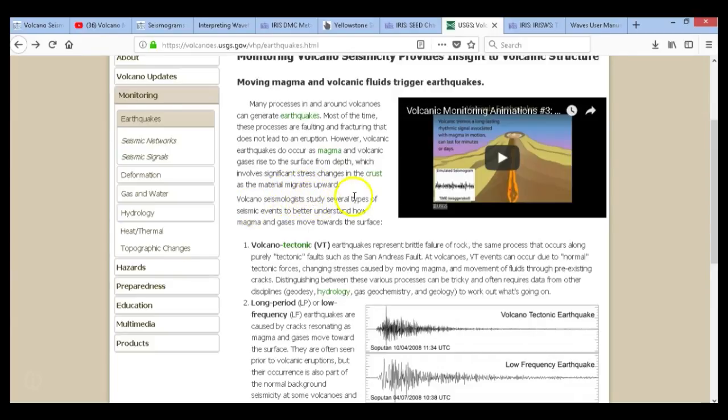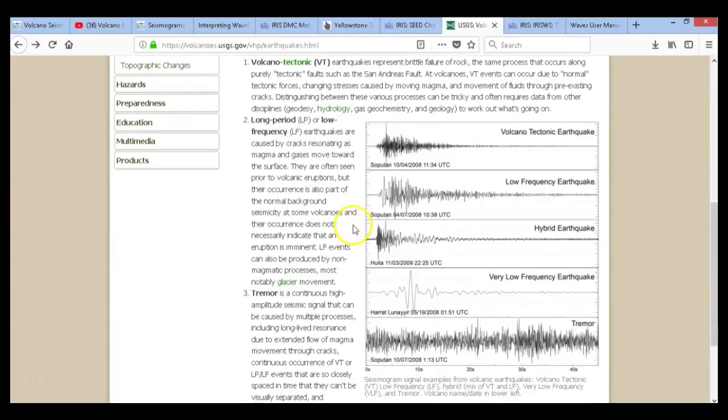Volcanic seismologists study several types of seismic events to better understand how magma and gases move towards the surface. The VT earthquakes represent brittle failure of rock, the same process that occurs along purely tectonic faults, such as the San Andreas Fault. At volcanoes, VT events can occur due to normal tectonic forces, changing stresses caused by moving magma, and the movement of fluids through pre-existing cracks. Distinguishing between these various processes can be very tricky, and often requires data from other disciplines, geodesy, hydrology, gas geochemistry, and geology to work out what's going on.